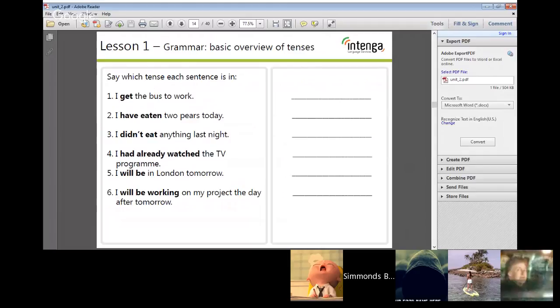I have eaten 2 pears today. What tense is this? Let's start with that first. Present perfect. All right, that's perfect. Present perfect. Okay, and so what's the meaning of this? And now which context are we using present perfect? I have eaten two pears today.